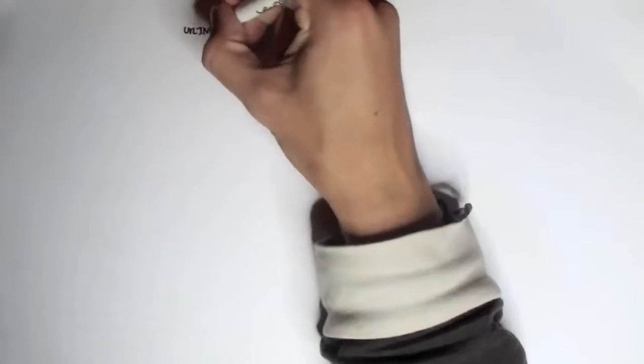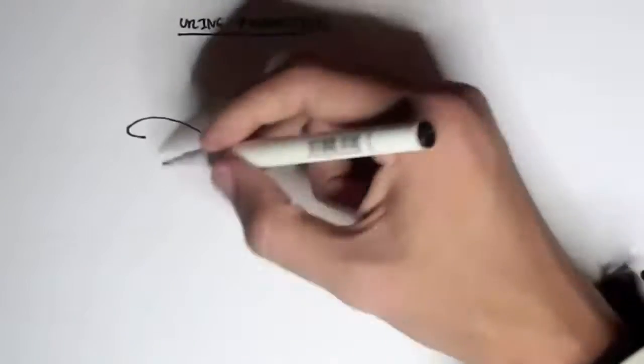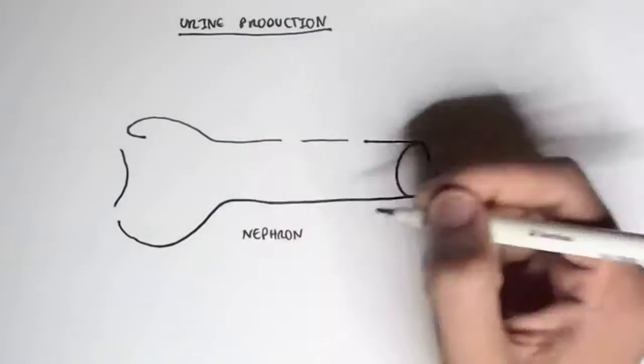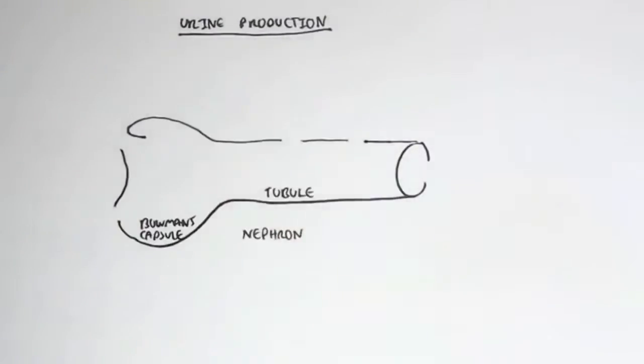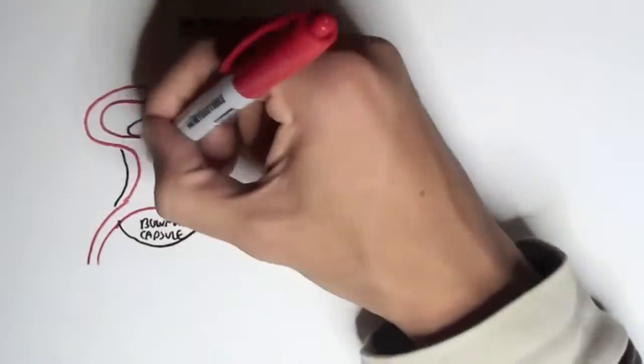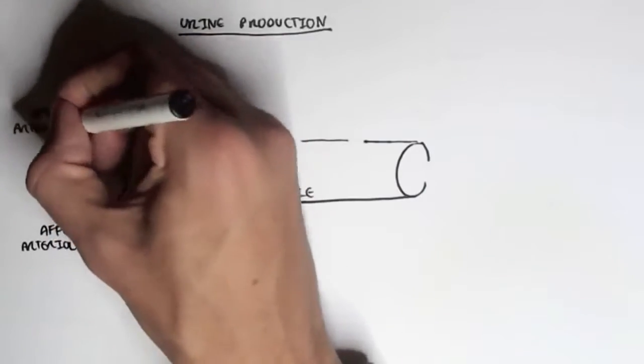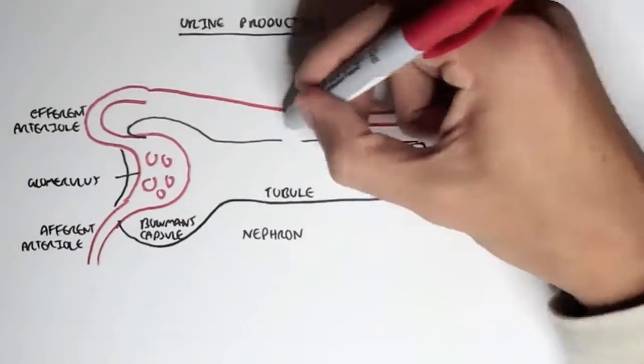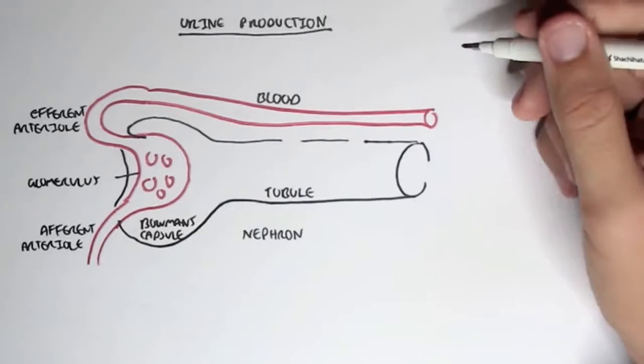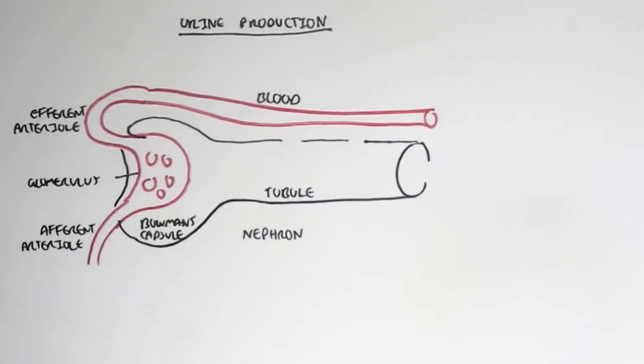So let's look at this in a better diagram. Let's look at the urine production. Here we have the depiction of one nephron from the head, from the Bowman's capsule, to the end. And here we have the blood supply coming in. We have the afferent arteriole, which then enters the Bowman's capsule, which makes up the glomerulus. The glomerulus then leaves the Bowman's capsule as the efferent arteriole. And this is our blood supply.